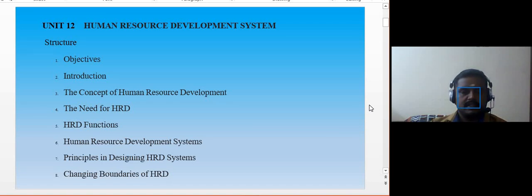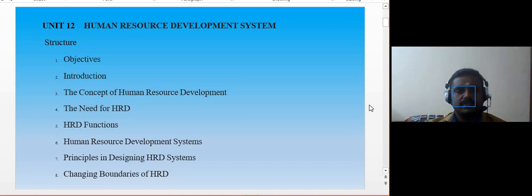The first thing is the objectives, the second is the introduction, the third is the concept of human resource development, and the fourth is the need for HRD. The fifth one is HRD functions, the sixth one is the human resource development system, the seventh is principles in designing human resource development systems, and the last is changing boundaries of human resource development.